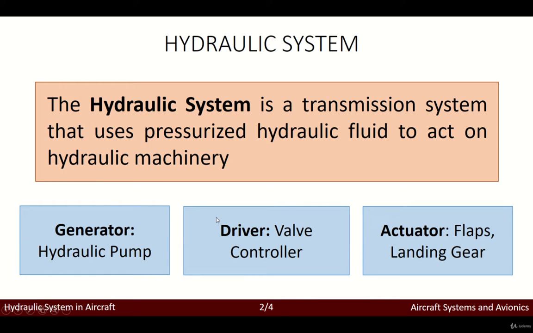Then we need to orient or to distribute this pressure or this fluid in one direction or another direction, which is basically using a driver or a valve controller. Okay. And finally, we have what would be the actuator, which is essentially what we are actually moving, okay? The hydraulic machinery. That is, for instance, providing movement to the flaps or either to retracting the landing gear, okay?